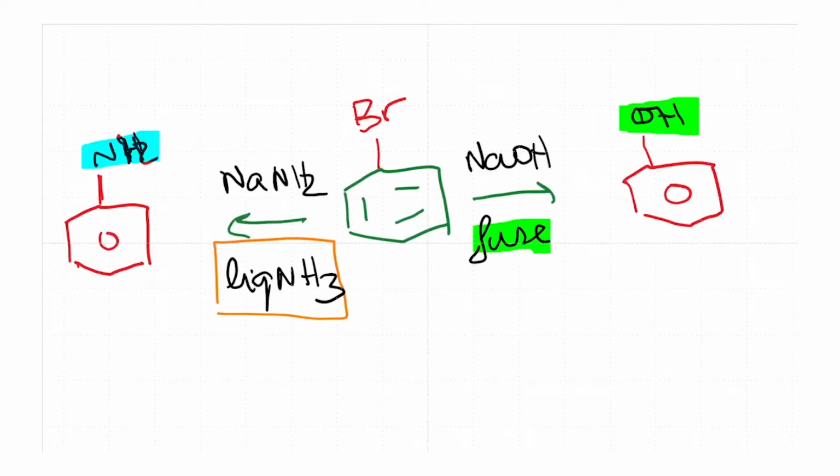So we discussed that nucleophilic substitution on a benzene ring is highly unlikely under the normal conditions that we use. This reaction can, however, occur under fairly drastic conditions. So when you take bromobenzene and react it with sodium hydroxide fuse, this means you heat it up to very high temperatures, the product that you form is phenol.